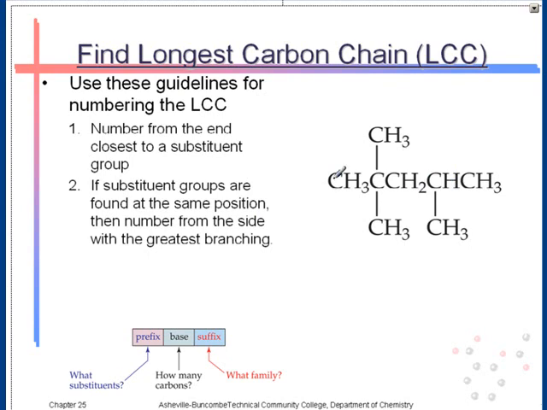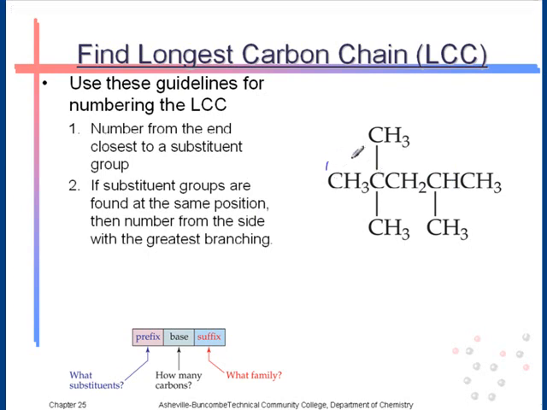But I have an issue. If I number the longest carbon chain 1, 2 here, this is going to be the proper way of numbering the longest carbon chain. So 1, 2 this way, I hit the first substituent group. But if I had numbered it on this end, 1, 2.